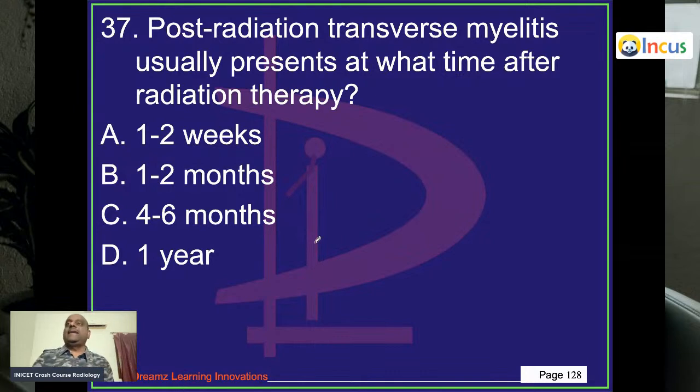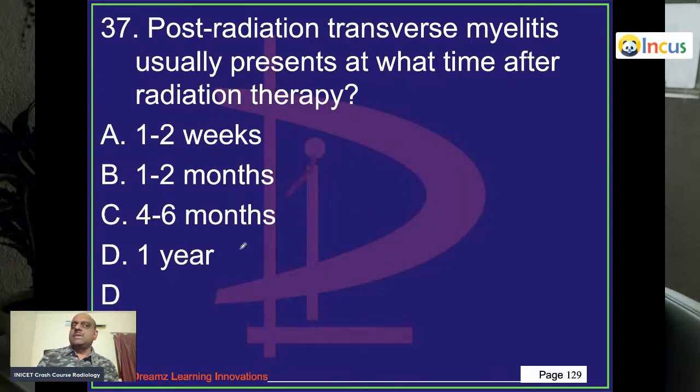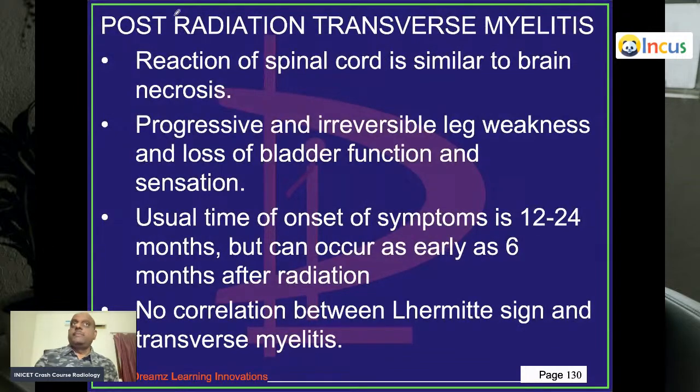Post-radiation transverse myelitis. It usually presents at what time after radiation therapy? Typically it presents after 1 year. Post-radiation transverse myelitis.